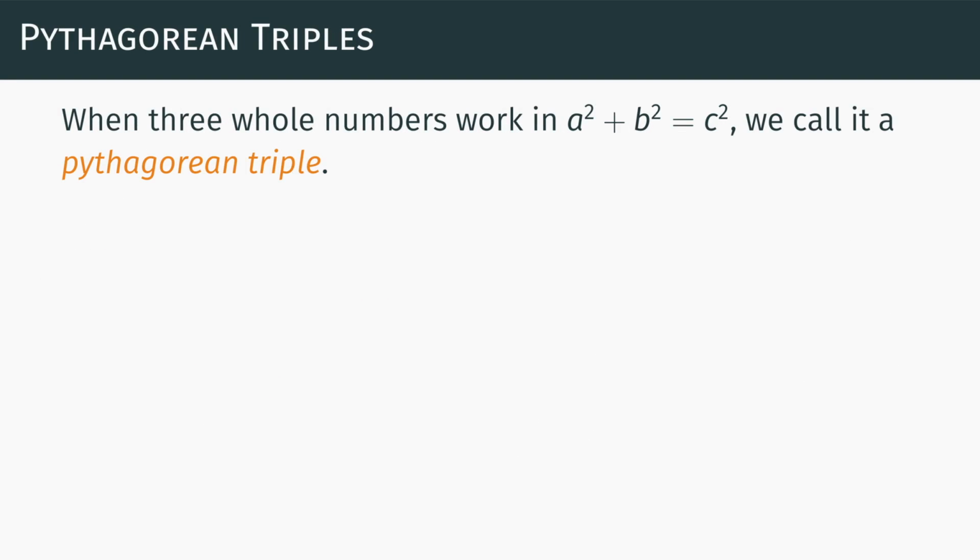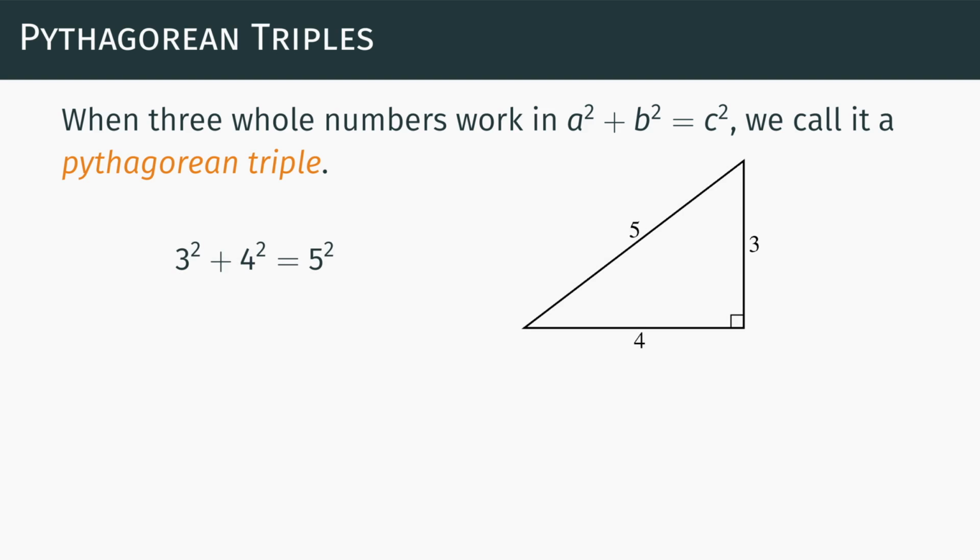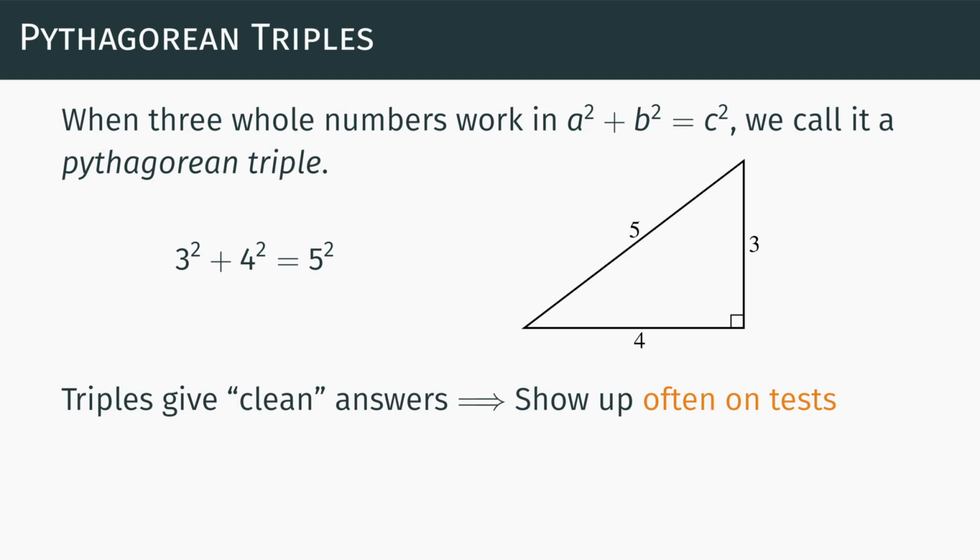Finally, when three whole numbers work in a squared plus b squared equals c squared, meaning the numbers that we're plugging into that equation are all whole round numbers, we call it a Pythagorean triple. And you just saw that when we had 4 squared plus 3 squared equals 5 squared. We were seeing a Pythagorean triple because they're all whole round numbers. Now, triples give clean answers.